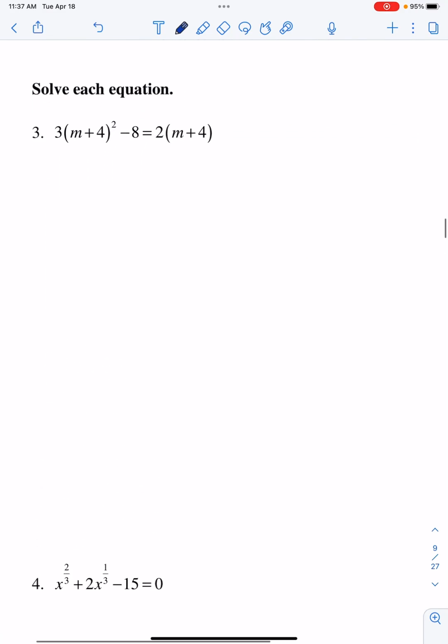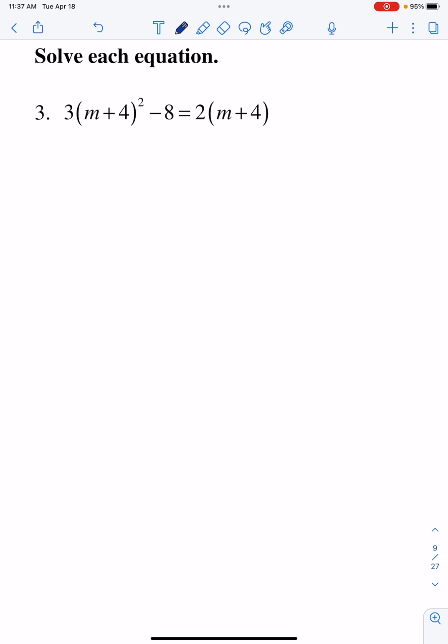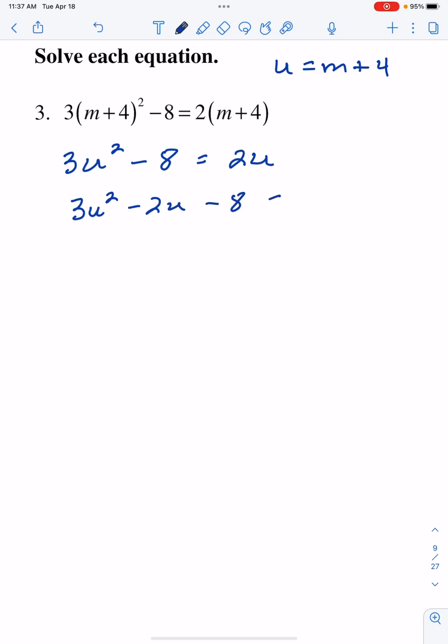Now when we look at our third one, I hope you all recognize the only way to begin this one is by u substitution. So we'd say u is m plus 4. So we'd get 3u squared minus 8 equals 2u. Now it's quadratic. I'd move the 2u over. I'd get 3u squared minus 2u minus 8. Let's see if we can factor it. 3u and u. Let's do 4 and 2. This would be minus, this would be plus. That'd give me negative 6 and positive 4, which would give me negative 2 in the middle.